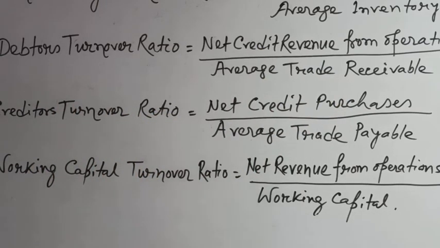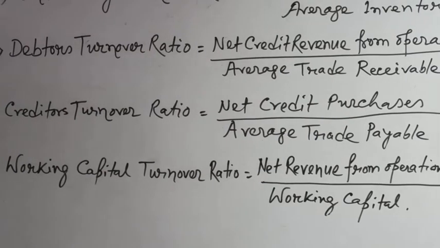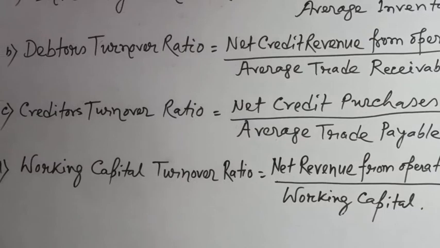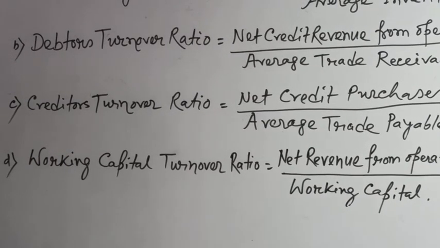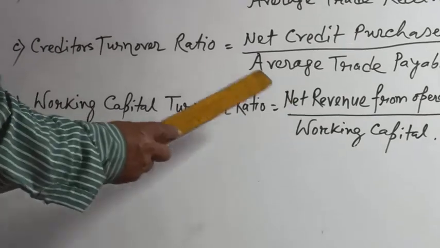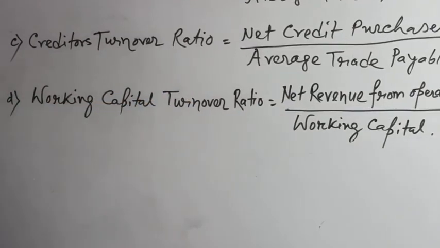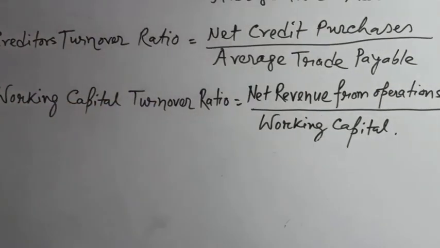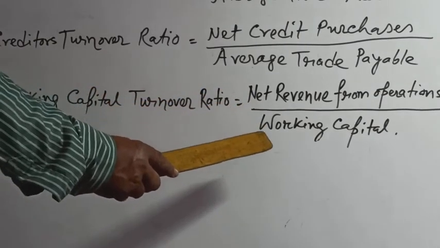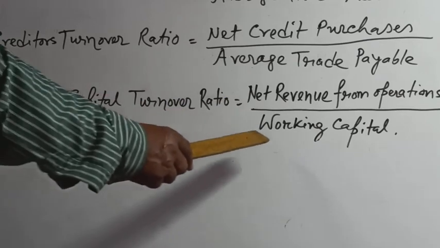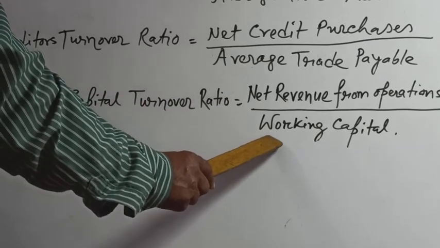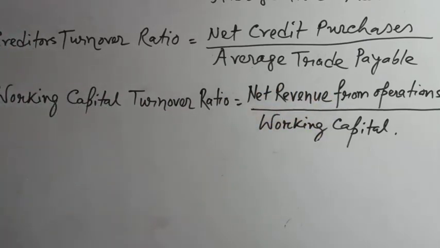Okay. Now, last part, known as working capital turnover ratio. Point number 4, working capital turnover ratio, short form WCTR. It is the relationship between net revenue from operation and working capital. Okay, working capital you know, that is equal to CA minus CL.